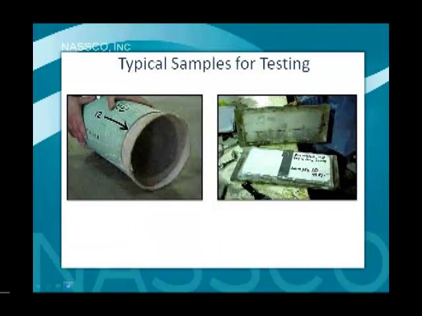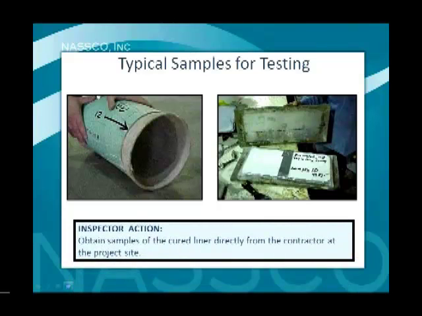The next slide shows you samples for testing. We go over not only the restrained sample that you see in the picture on the left, but also the flat plate sample that you see on the right. The inspector action there is that you do need to obtain samples of the cured liner directly from the contractor on the project site. We go through what you can take from the samples as they're prepared, and also what the limitations are for what these samples can give you. But like anything that's cured on the site, it's really important that you do take samples and you follow through with the testing of that.